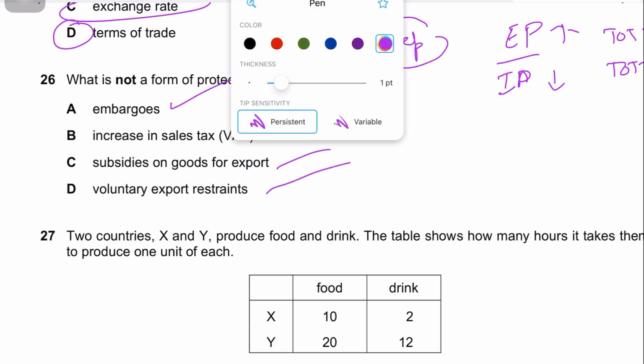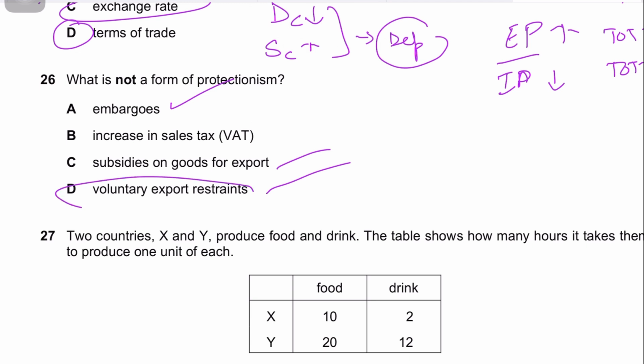As far as voluntary export restraints is concerned, I've given a detailed explanation. I think it was either in November 21 or June 21, but I remember I did give a detailed explanation on the recent 3 to 4 past papers that I've uploaded. So yeah, it makes B the correct answer. Sales tax is not a form of trade barrier.